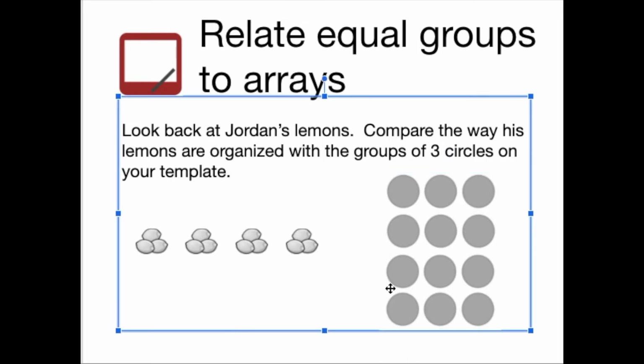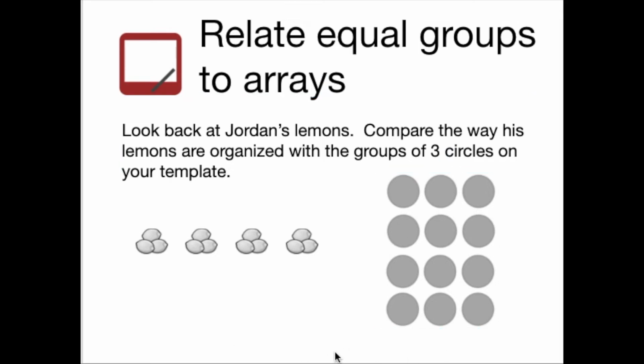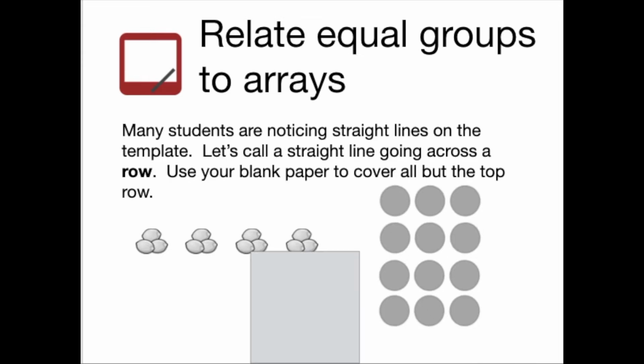This is called an array. I'm sure you guys recognize this. I know we worked very closely on this. Many students are noticing straight lines on the template. Let's call a straight line going across a row. So going across is our rows. 1 row, 2 rows, 3 rows, 4 rows.